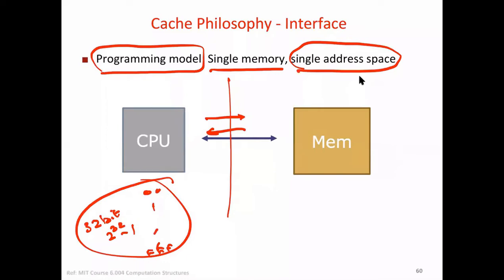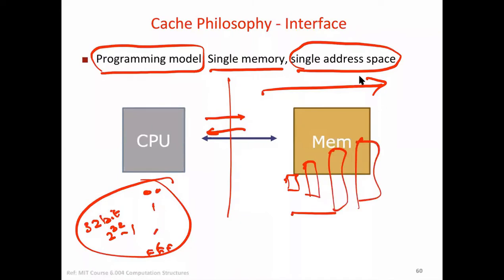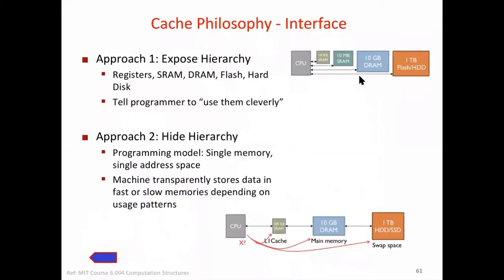It's not visible to the programmer. Whether this on the right-hand side consists of a memory hierarchy, this kind of hierarchy that we have seen, or is a monolithic single memory, it doesn't matter. However, we have this kind of structure, and if we expose this hierarchy to the programmer, it may introduce a lot of complexity.